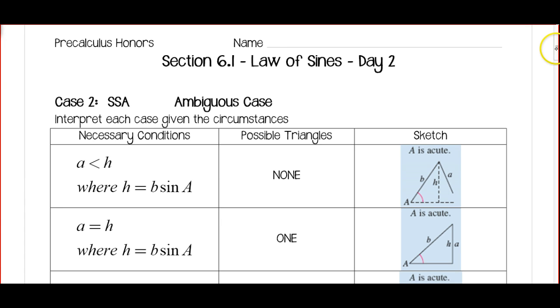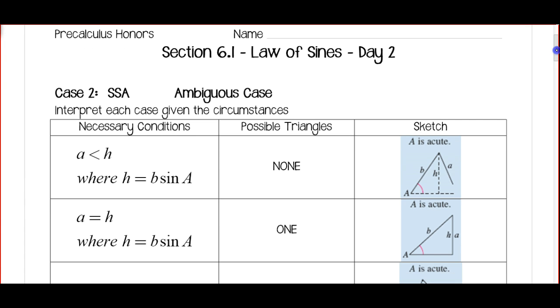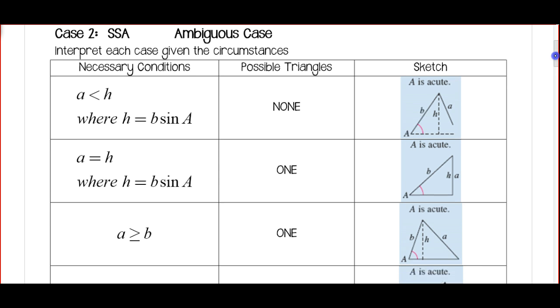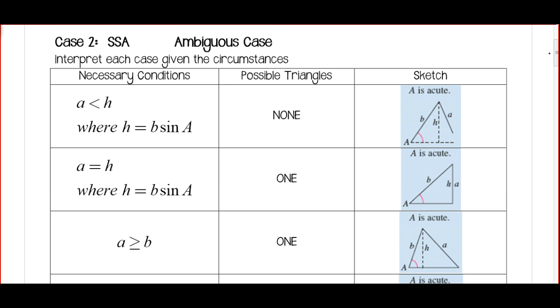And in the last video we talked about the cases where you had two angles and a side. Any two angles and one side. The side could be included or it may not be included. And today we're going to talk about given two sides and a non-included angle.